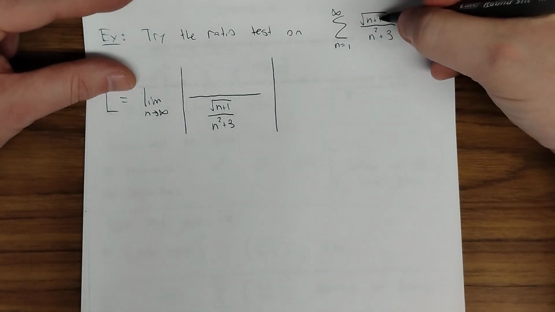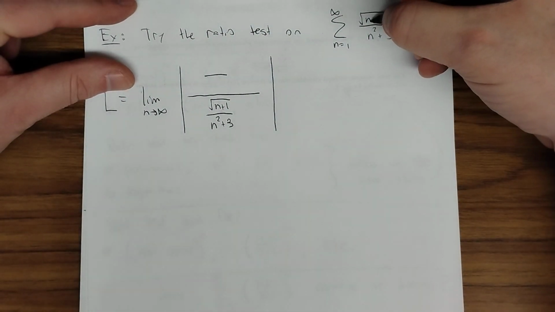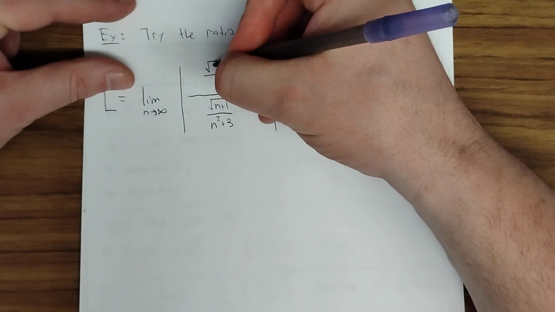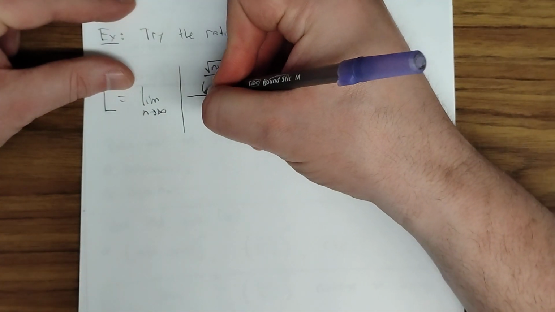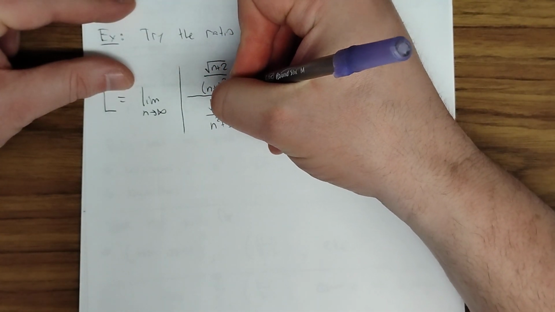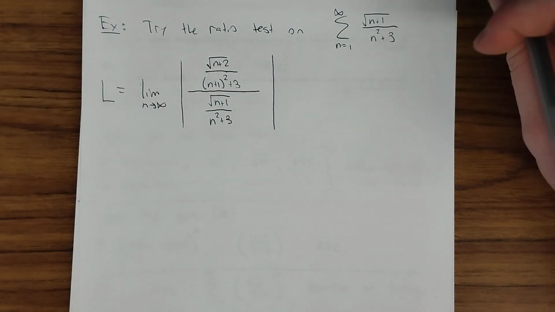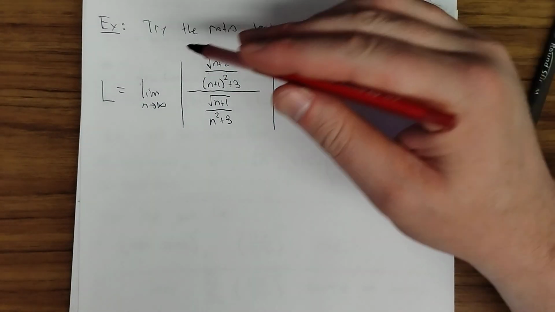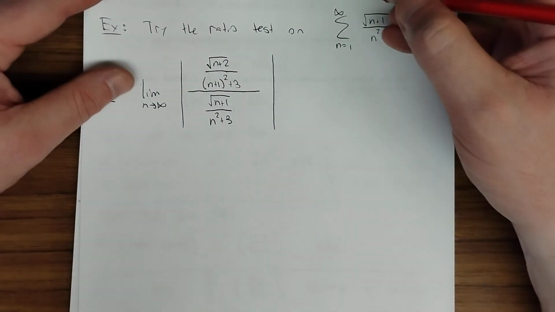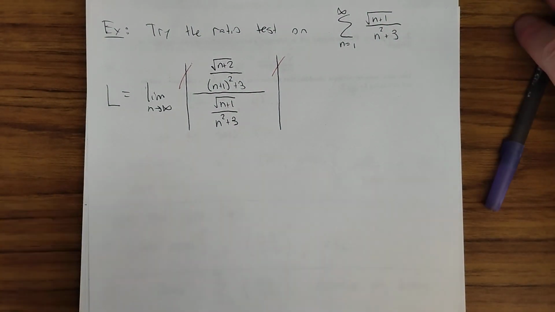On the top of this fraction, I do a sub n plus 1. So if I put in n plus 1 here, this turns into the square root of n plus 2, right? And if I put n plus 1 in here, I get n plus 1 squared plus 3. Okay, let's find this limit. I don't see anything that would be negative, especially considering n's going to positive infinity. So these absolute values really aren't doing anything in this case. So let me drop them.